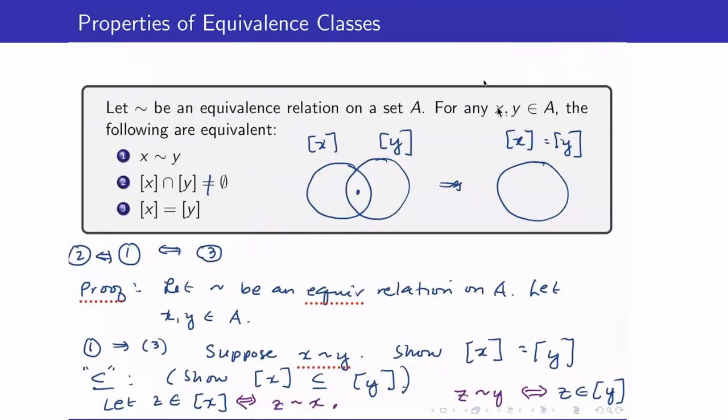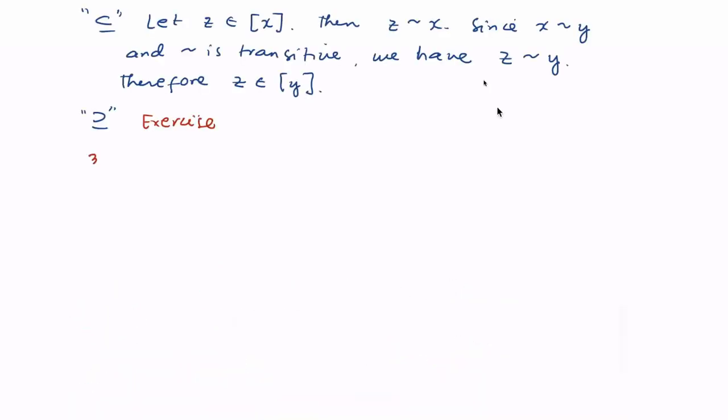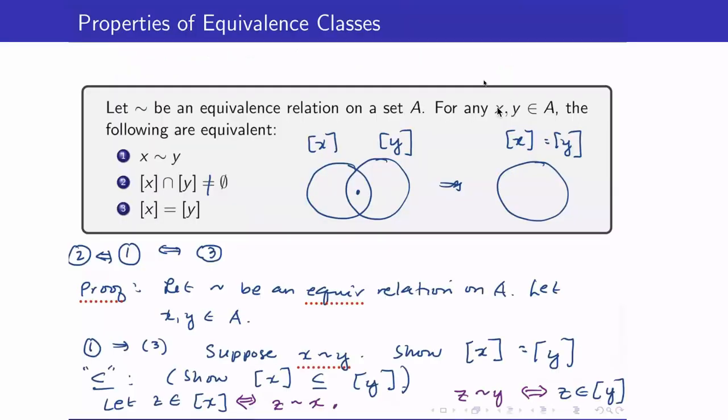So far, we have already shown 1 implies 3. Now, let's prove 3 implies 1. What is 3? So, we want to show that if the two equivalence classes are equal, then the elements here must be equivalent.